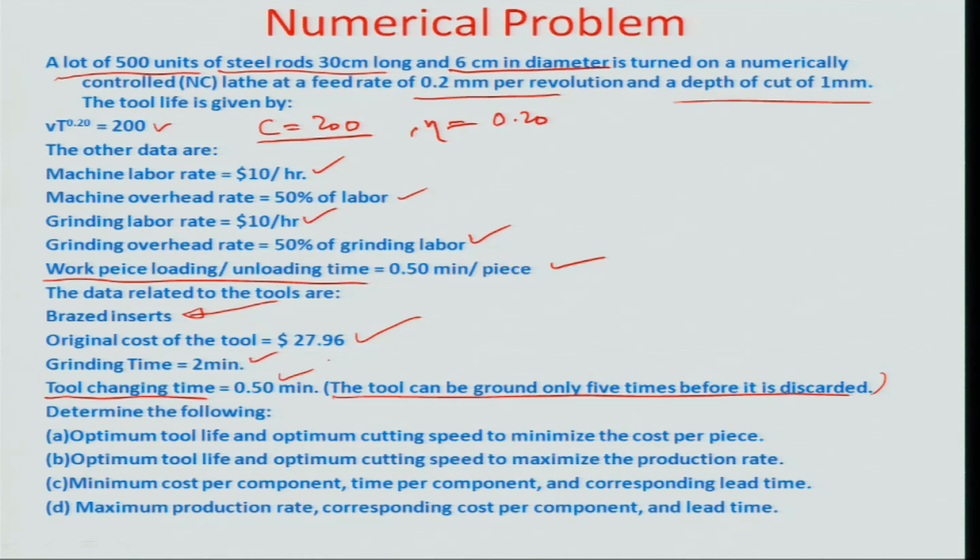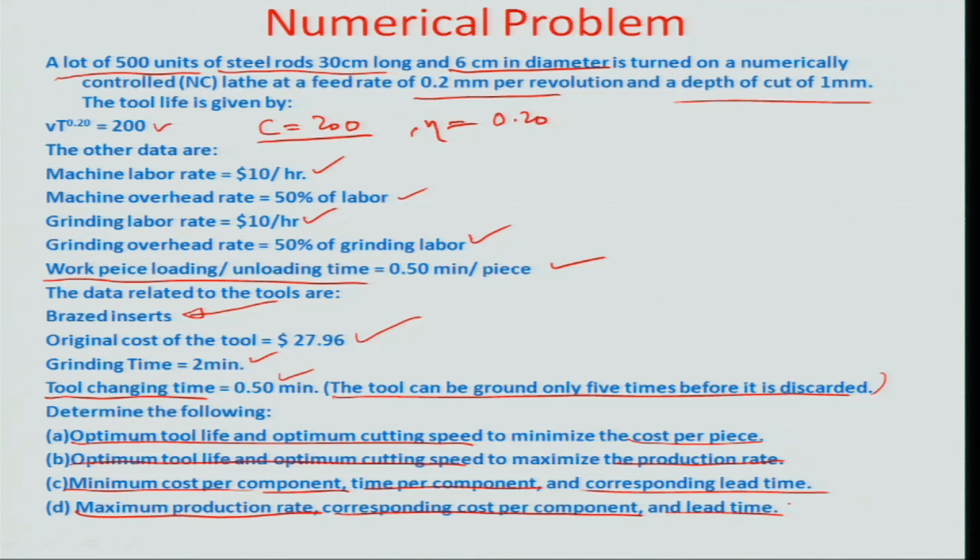So you will have to determine the following: one is the optimum tool life and optimum cutting speed for the minimum cost per piece model, and the same for the maximum production rate model, and then some other individual things like minimum cost per component or time per component, and correspondingly the lead time, and similarly the maximum production rate or corresponding cost per component and lead time. So all these need to be calculated from the optimization criteria which have been set earlier.